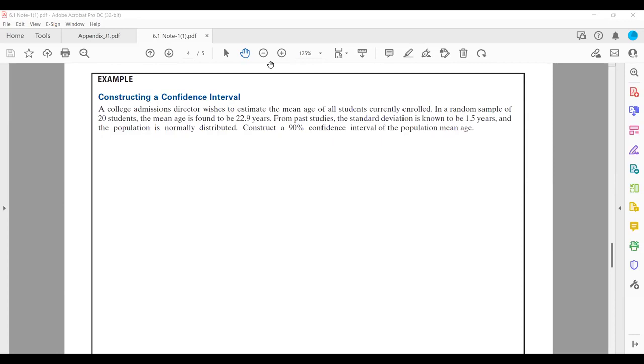For college admissions, the director wishes to estimate the mean age of all students currently enrolled. In a random sample of 20 students, the mean age is found to be 22.9 years. The past, that is the standard deviation, is known to be 1.5 years, and the population is normally distributed. Construct a 90% confidence interval of the population mean.